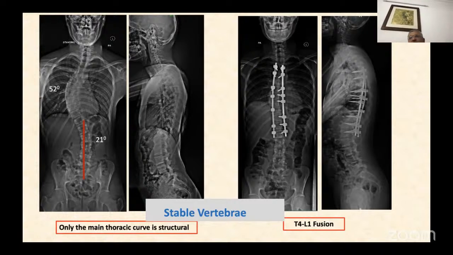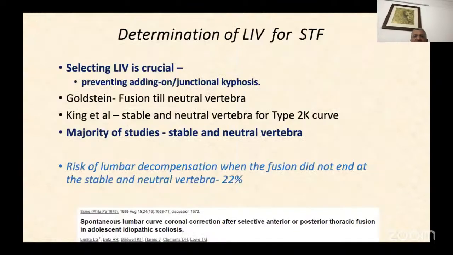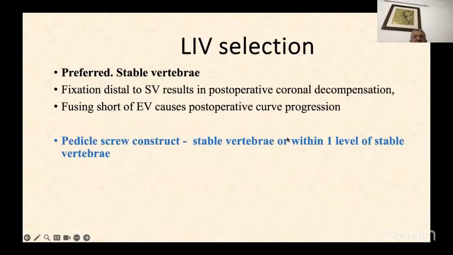Whenever you are doing a selective thoracic fusion in a classical case, this is not a classical case. This is basically a type 1A or 1B curve. But whenever you have a type 1C curve, where the curve is crossing the midline, it's always safer to use a stable vertebra so that the complications are relatively lesser. As I mentioned, there are many different ways to determine the LIV, but the majority of studies use the stable and neutral vertebra, whereas the stable vertebra is preferred by the majority of them. And it is now well accepted.